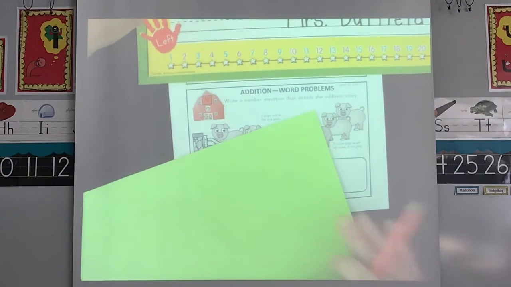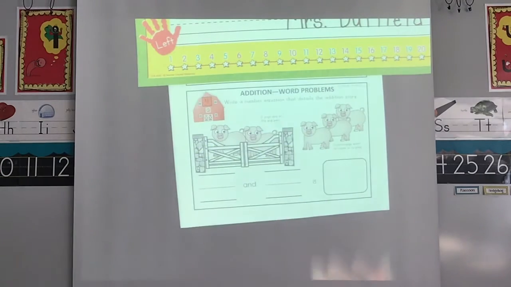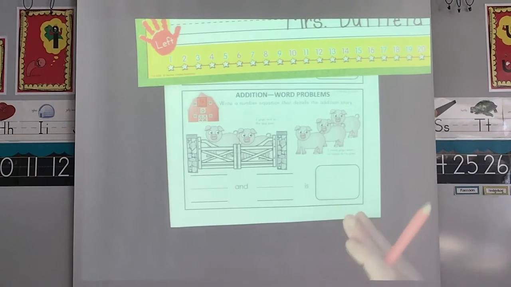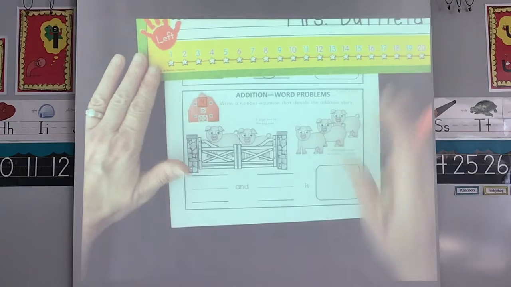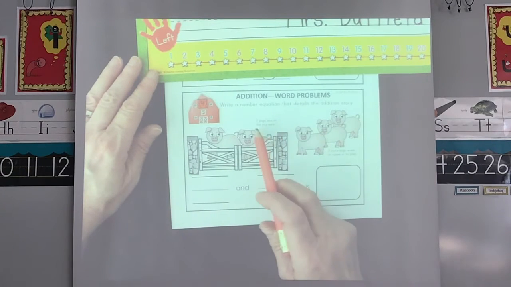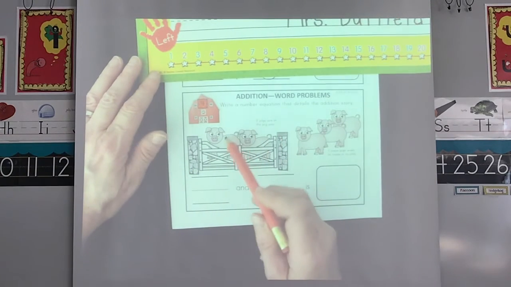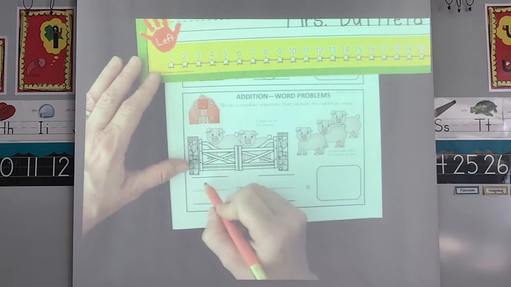There we go. Okay. Alright, here's our next one. This has piggies. Cute little piggies. Okay, so our story problem says 2 pigs are in the pen. Okay, so we need a 1, 2. Let's write our 2.